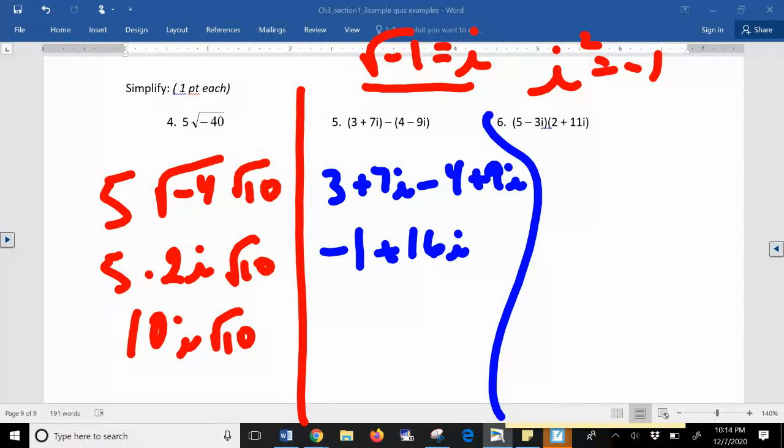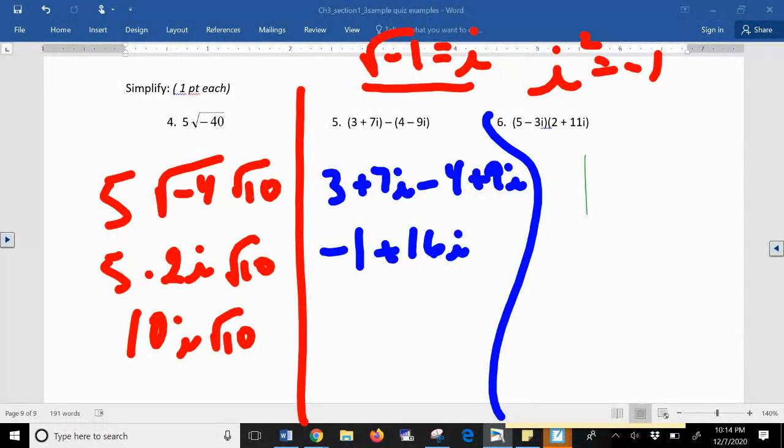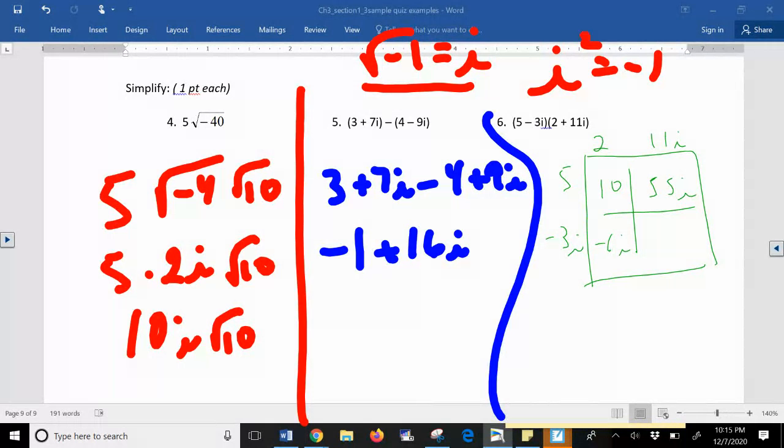And the last one, we're doing it by multiplying. Now, you might consider multiplying with a little aid, like, for instance, a little box. 5 minus 3i. You don't have to do it this way, but you do need to get all 4 products. 5 times 2 is 10. 5 times 11i is 55i. 2 times -3 is -6i. And lastly, -3i times 11i is -33i squared.